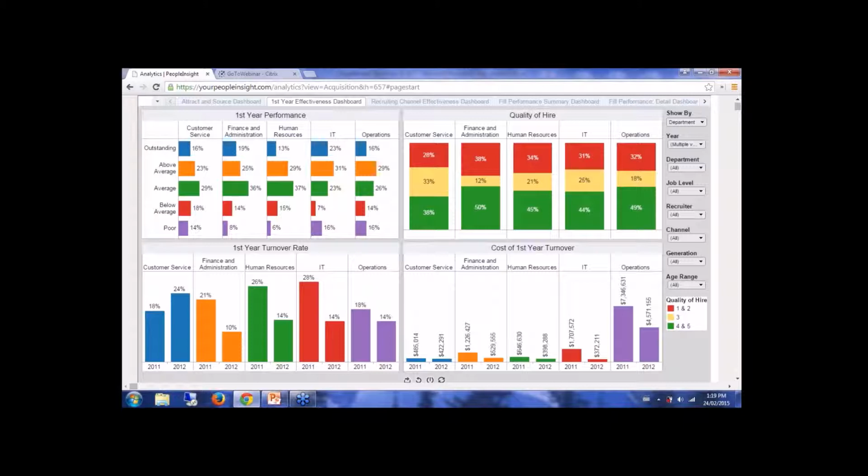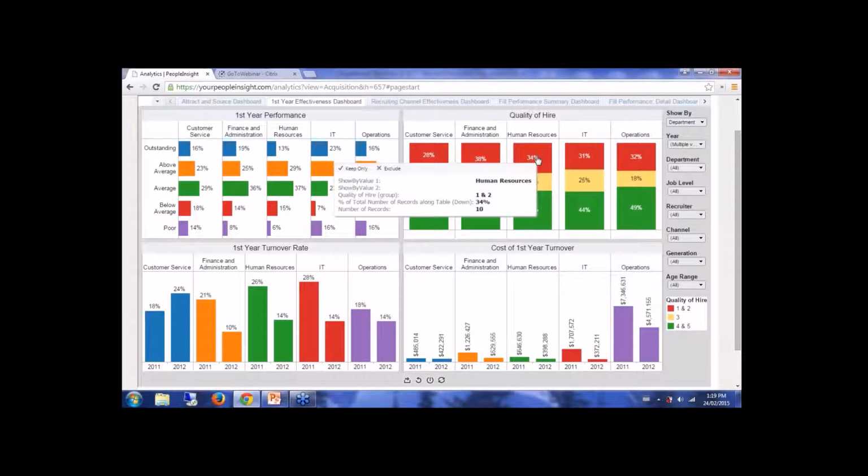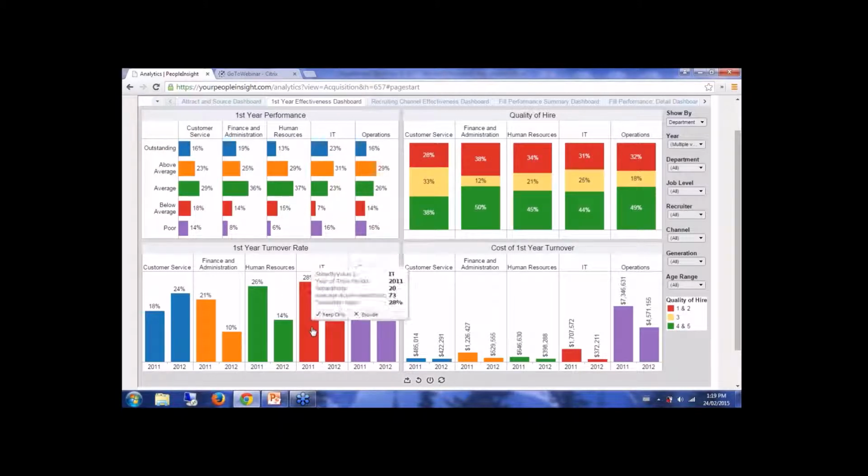So being able to connect your recruiting data to your HR data to look at things like first year performance, quality of hire, first year turnover rate, and what the cost of that is to the organization. Now you'll see when I hover over here, I get all the details behind this. Now, this data, behind the scenes, we're matching and connecting the recruiting and the HR data.